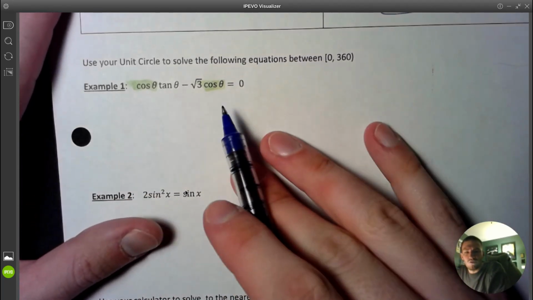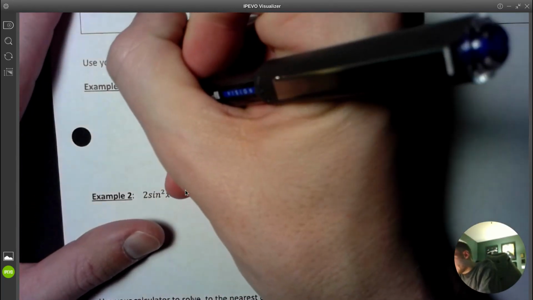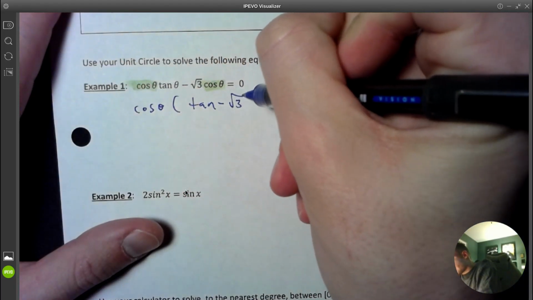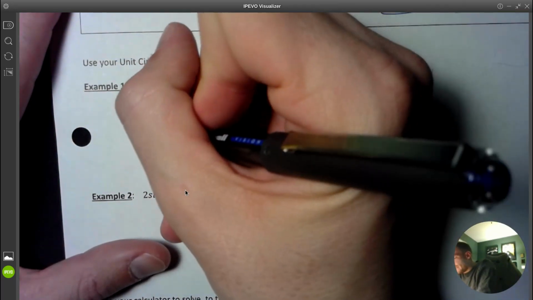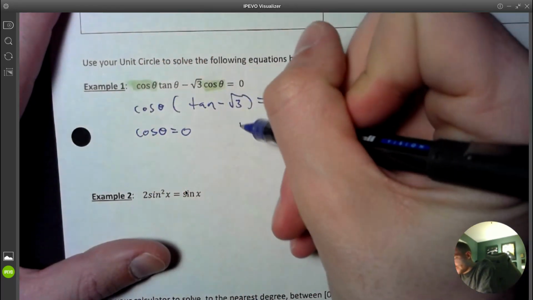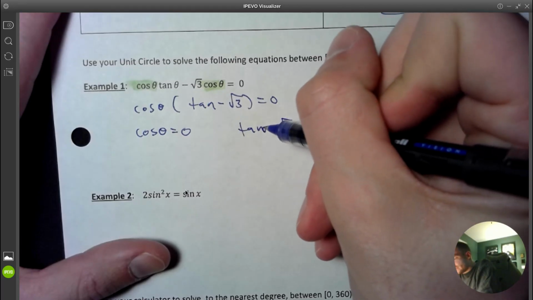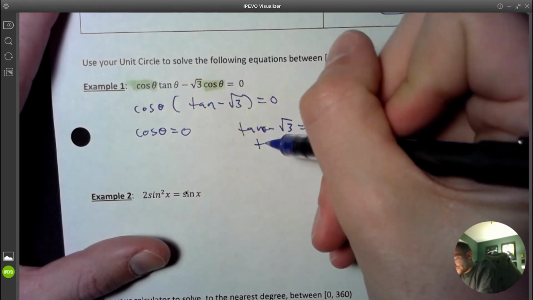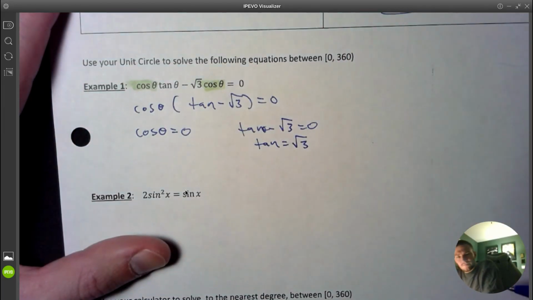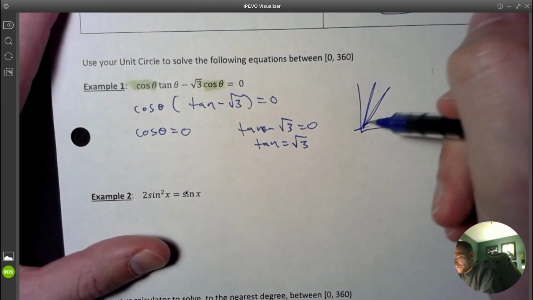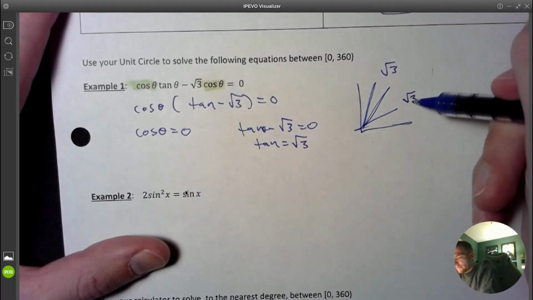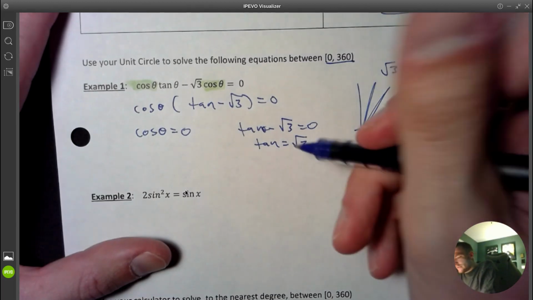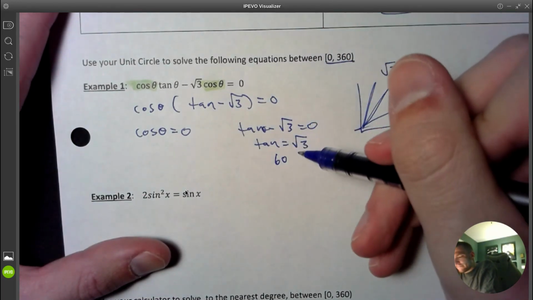Because these both have cosines, we're going to do a GCF, and we're going to take out a cosine theta. I'm now going to set cosine theta equal to 0 and tangent minus square root 3 equal to 0. I'm going to add square root 3. Tangent equals square root 3. We know square root 3 is at the top. Square root 3 over 3 is at the bottom. So this is going to be in degrees 60.